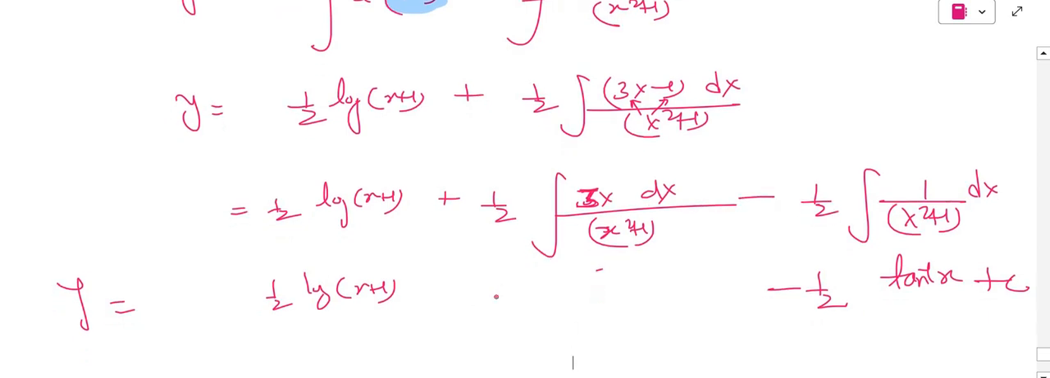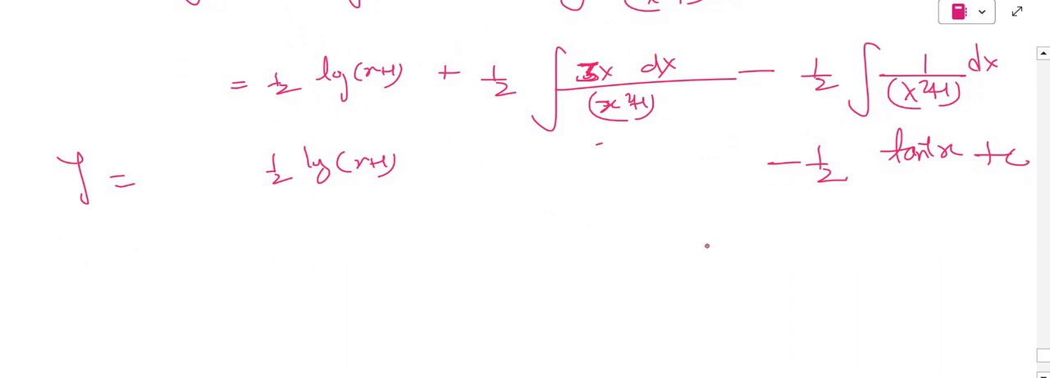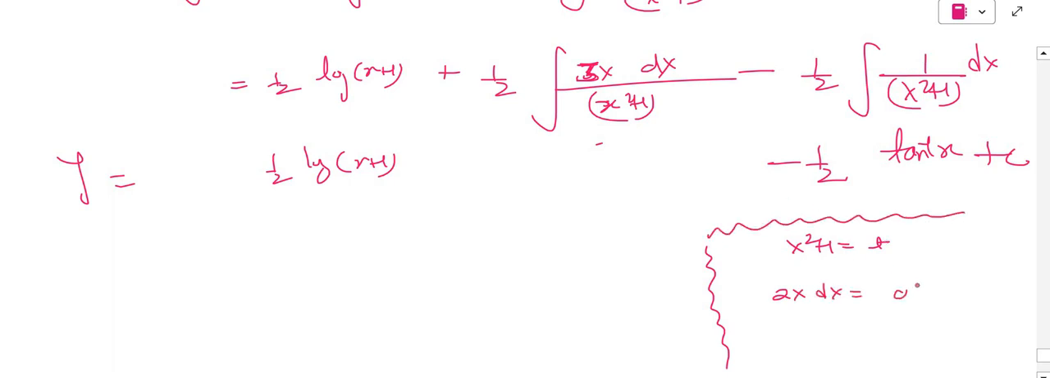I am doing it here on the side. So if you take x square plus 1 as t, then 2x dx is dt. Correct? So you need 2x. So how to make 3x into 2x? How can we make it 2? Tell me. Can I take this 3 common? Okay, this 3 came out. We want 2 here. Can I divide by 2 and multiply by 2? Can we do that? Okay?